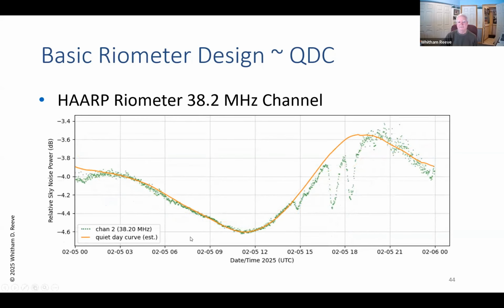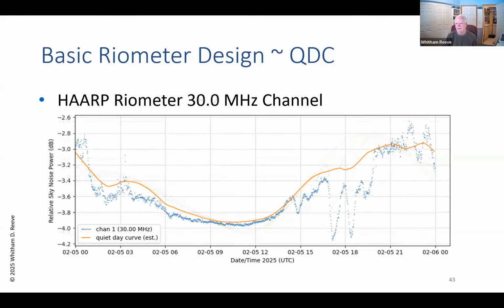This is the same date and time for the 38.2 megahertz channel. And you can see the quiet day curve is the orange trace. You can see the absorption events over here at about 1700 to 1800 or so. And you'll notice that there is still some interference at 38.2 megahertz, but it's not as severe as it was on the 30 megahertz channel.